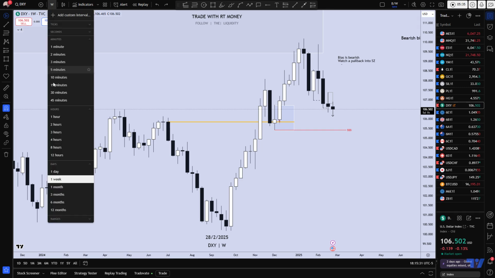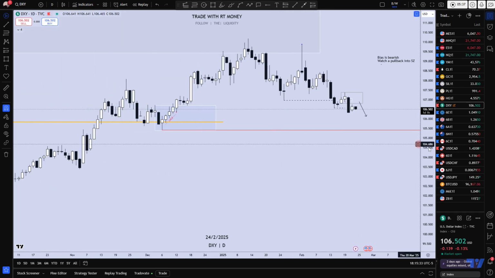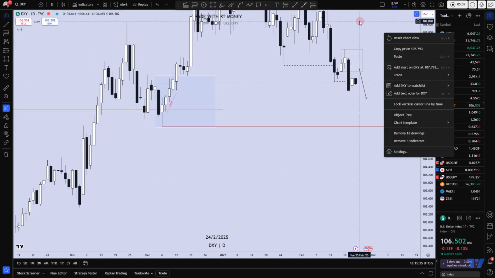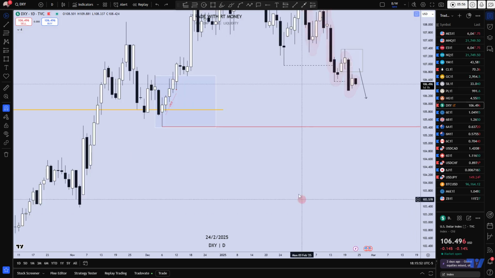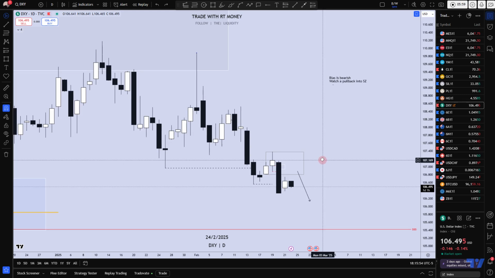If we go down to the daily, what we can see is price has made a pretty nice low, impulse, correction, impulse, correction, impulse, and now we're in the midst of a correction. This is good price action in my view.